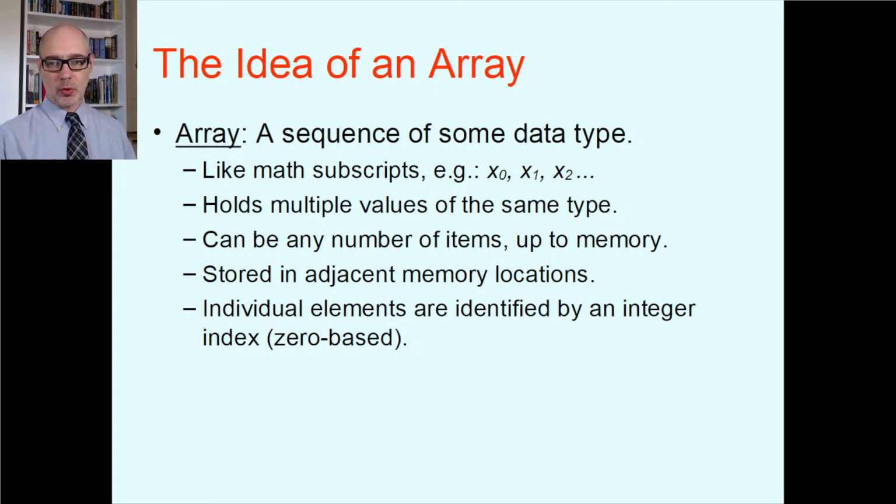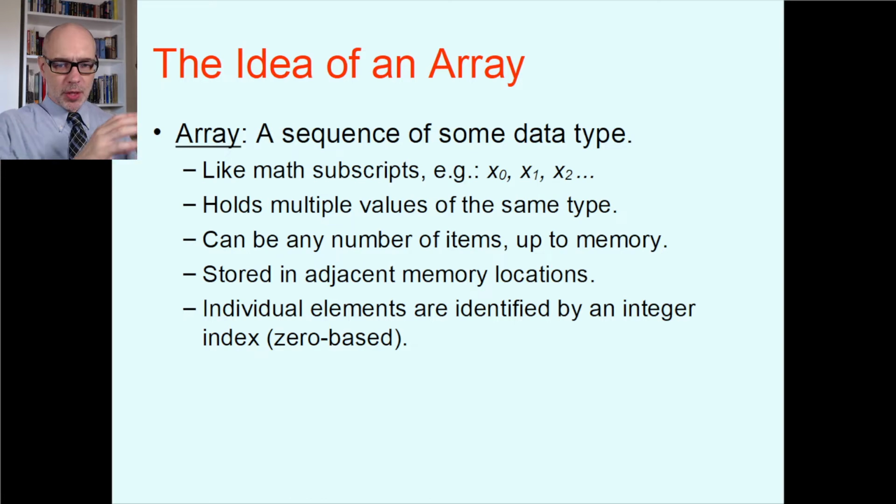So an array holds multiple values of the same type, right? Your array has to be all integers, or it can be all floats. You can't mix and match some of each. There can be any number of items up to memory. So it is very easy to make an array that has 100 things, or 1,000 things, or 1,000,000 things, assuming that you have enough free memory to do that.